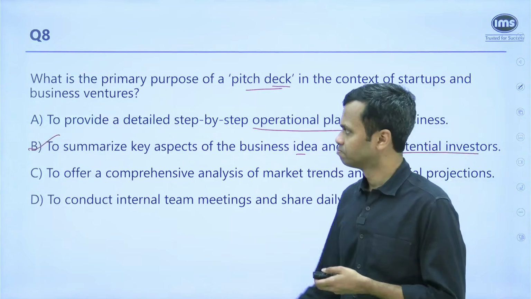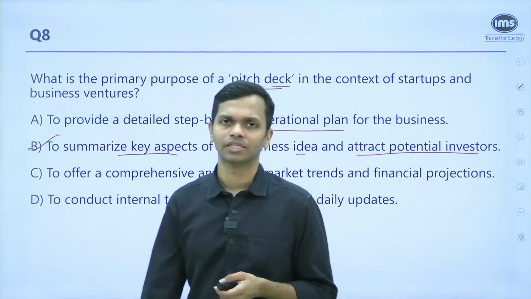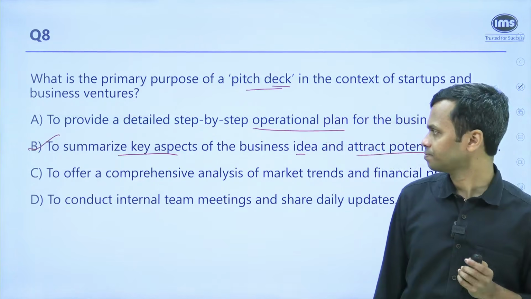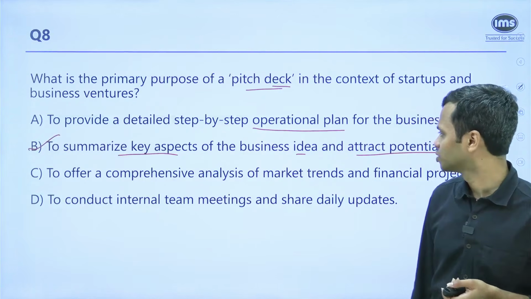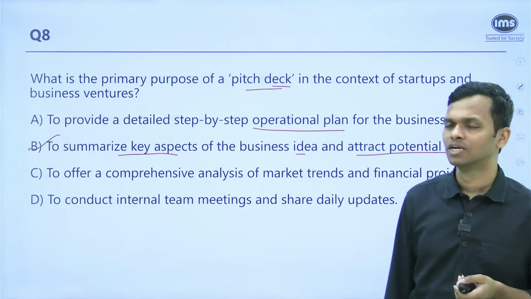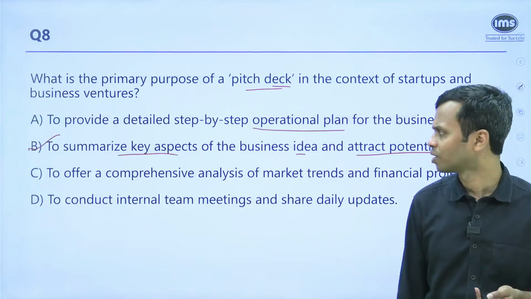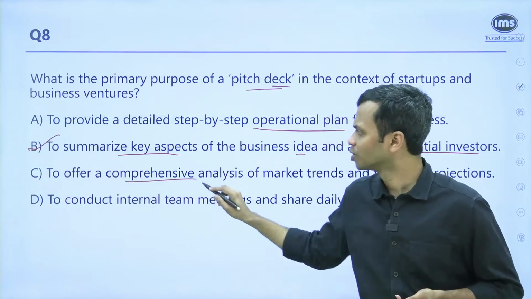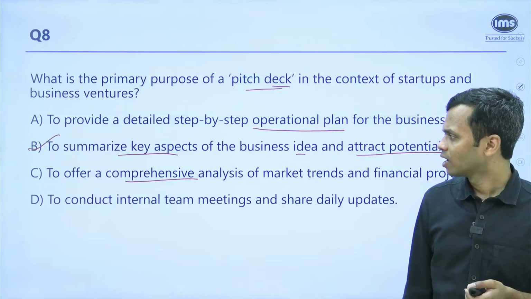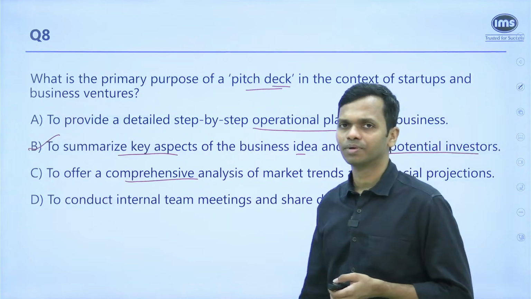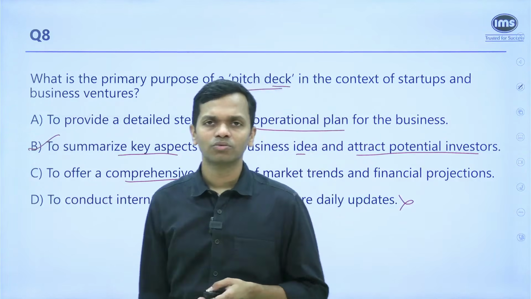So that is why it summarizes the key aspects of the business and makes it easy for the investor to decide. C says to offer a comprehensive analysis of market trends and financial projections. You may have financial projections, you may have a little bit on the analysis of the market, but it's not going to be detailed. And last says to conduct internal team meetings and share daily updates. This has got nothing to do with pitch deck. Okay. Move on to the next question.